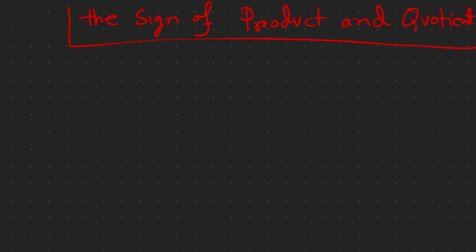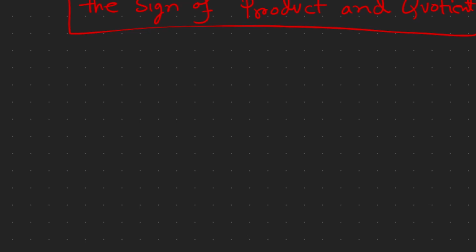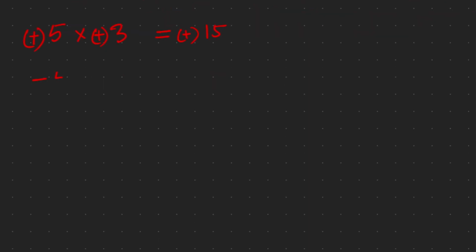Hello students, in this tutorial we are going to discuss the sign of product and quotient of two expressions. So let's understand from the start. We can write two numbers which have the same sign, let's say 5 and 3. Both have positive sign. If we multiply them, then we'll get, of course, a positive product 15, which is also a positive value. If the sign is negative, let's say -5 multiplied by -3, in this case also we'll get a positive value.